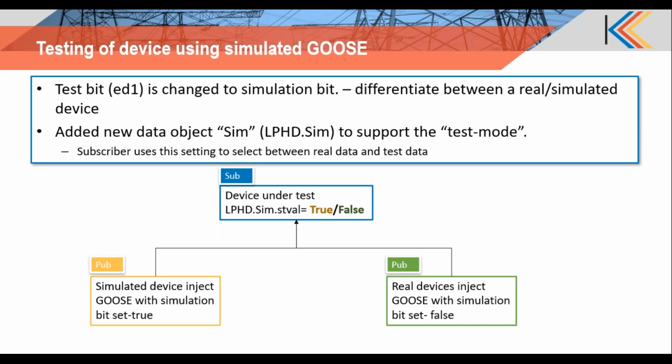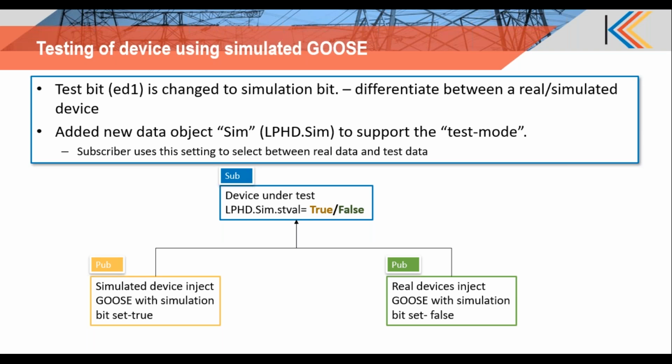Now in edition 2, this has been, sorry about that. In edition 1, it was called the test bit. In edition 2, it has been called the simulation bit. So this bit basically differentiates between a real and a simulated device. So if you have a simulated device which is publishing Goose messages that are not from a real device, the sim bit of that Goose message will be set to true, which indicates that it's a simulated Goose message.